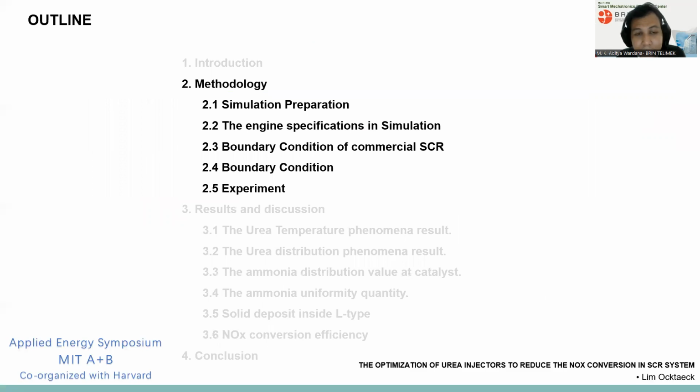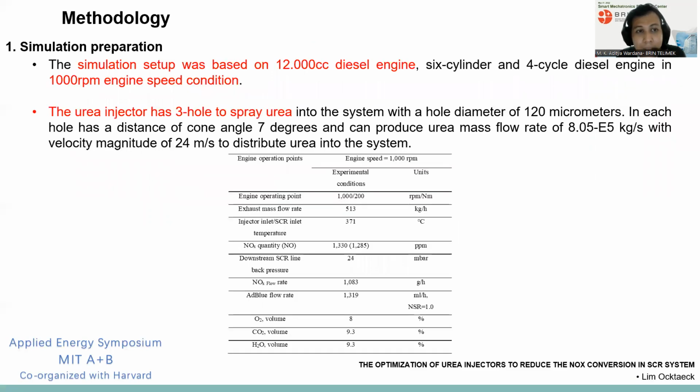The methodology of the system is that we use a 12cc diesel engine with 6 cylinders and a 4-cycle diesel engine. And then we use a 1000 RPM engine speed condition. Here also we use two different types of urea injector, but the specification is similar. They have a 3-hole spray urea, with a hole diameter of 120 micrometers.